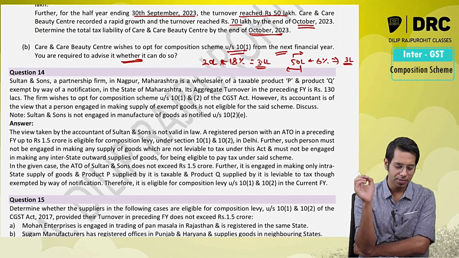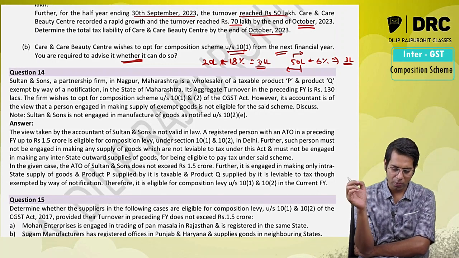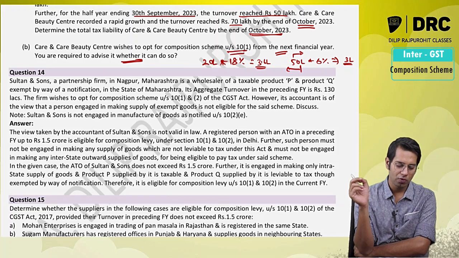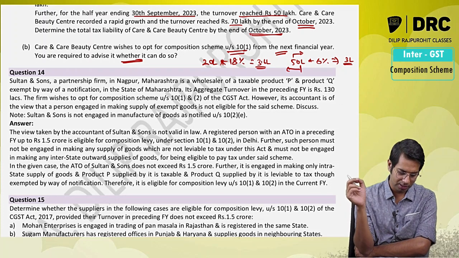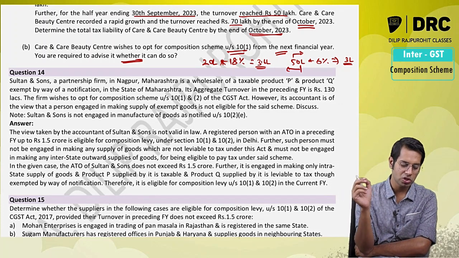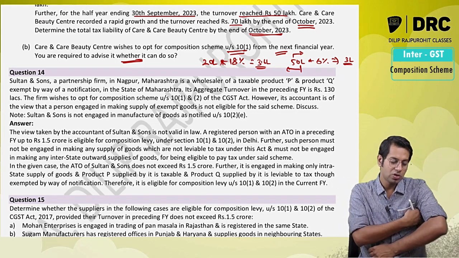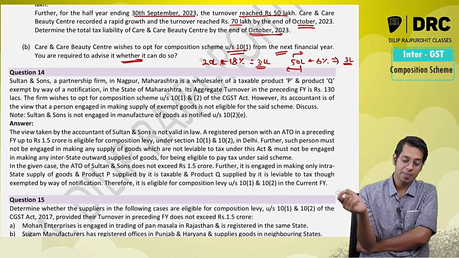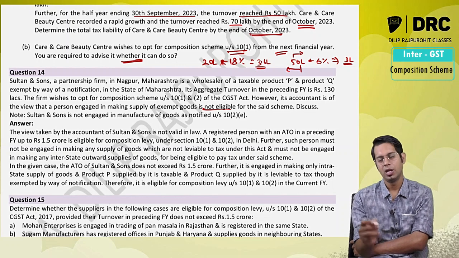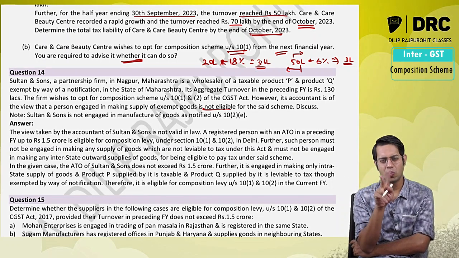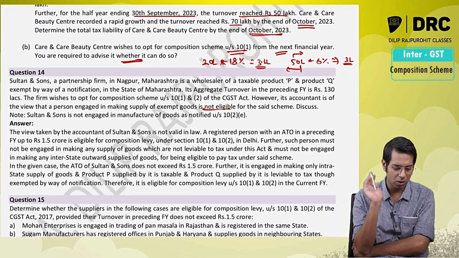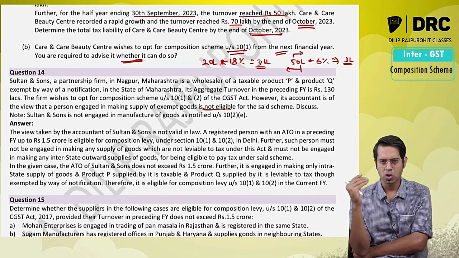Sultan and Sons, a partnership firm in Nagpur, Maharashtra, is wholesaler of taxable product P and product Q, exempt by way of notification in the state of Maharashtra. Its turnover in the preceding financial year is 130 lakhs, that is 1.3 crores. The firm wishes to opt for composition scheme under section 10.1 and 10.2a. However, the accountant is of the view that the person is engaged in making exempt supplies, therefore is not eligible. See, the company is dealing in two products, one is an exempt product and one is a taxable product, and the total turnover is 1.3 crores or 130 lakhs.